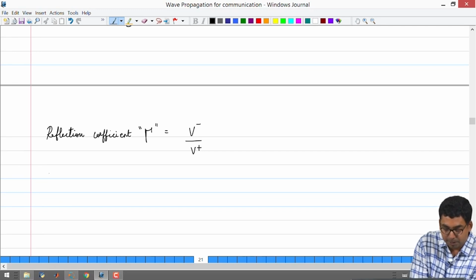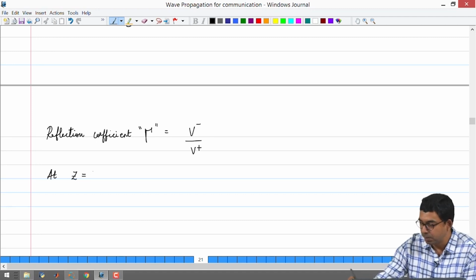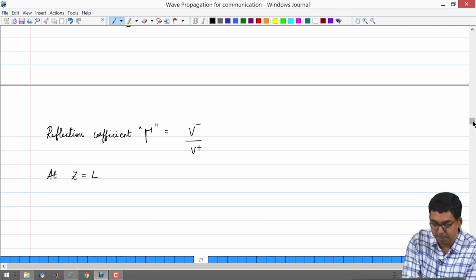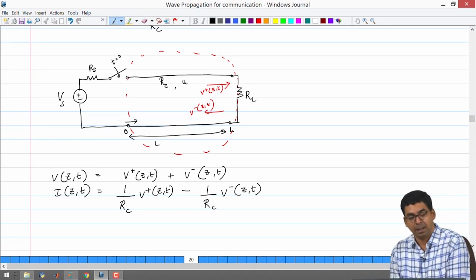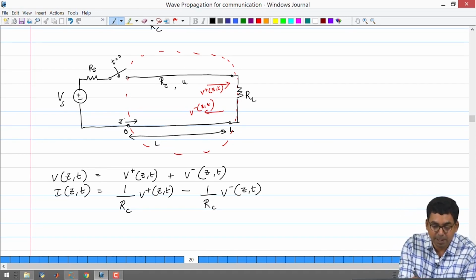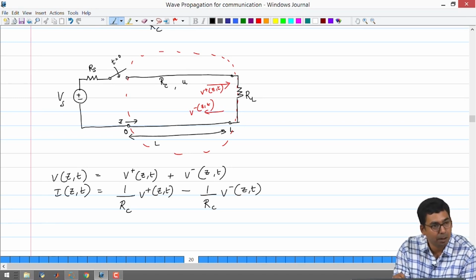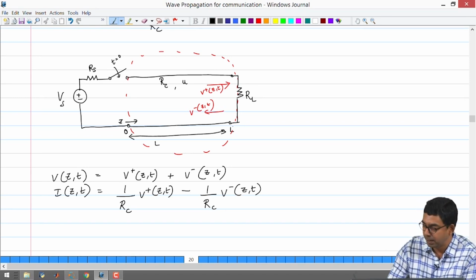So, I am going to start with the position Z equal to L. I will also mark what my Z axis is. This is my Z axis. At Z equal to 0, I will be at the source end. At Z equal to L, I will be at the load end.